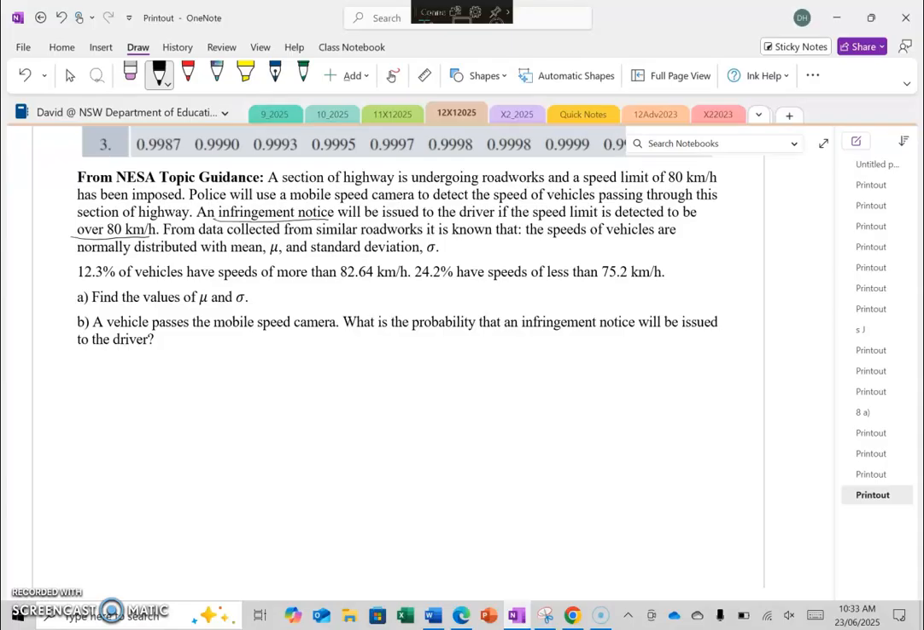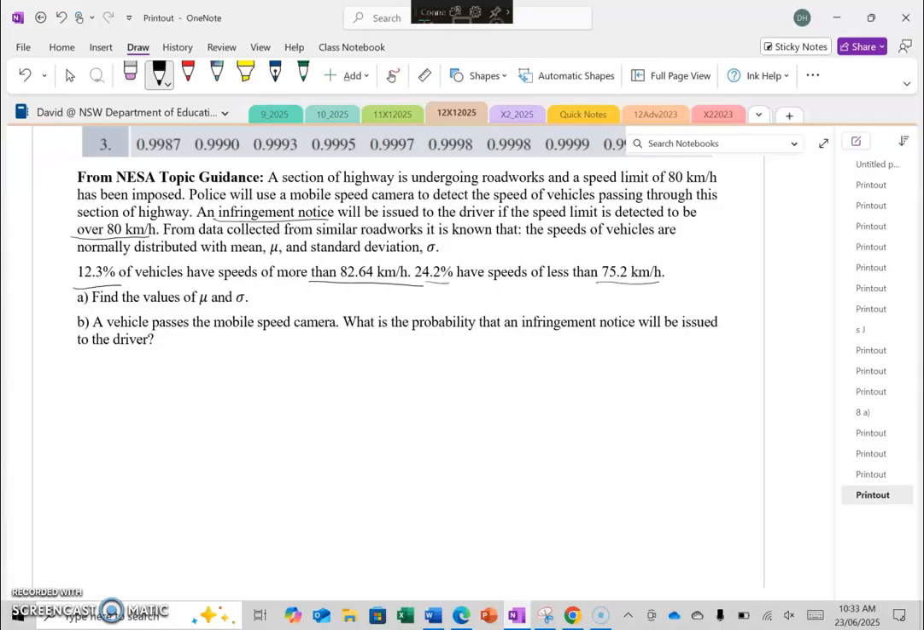We're going to need to calculate the mean and the standard deviation for part A, and it gives us 2 facts that will help us out. So 12.3% of the vehicles have speeds more than that, and 24.2% have speeds less than that.